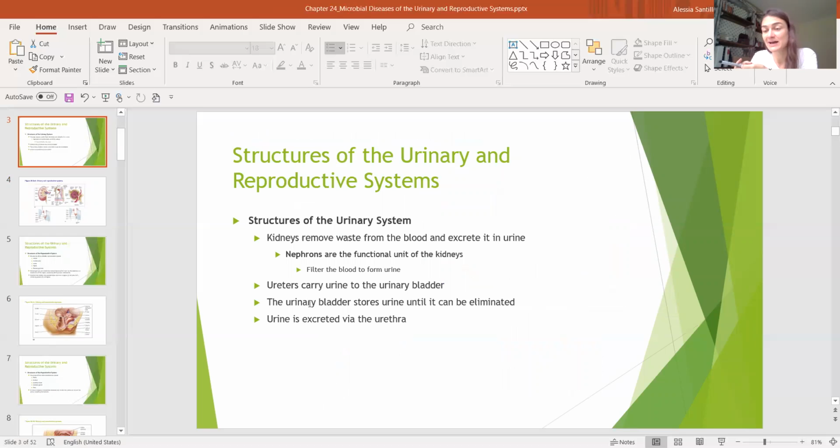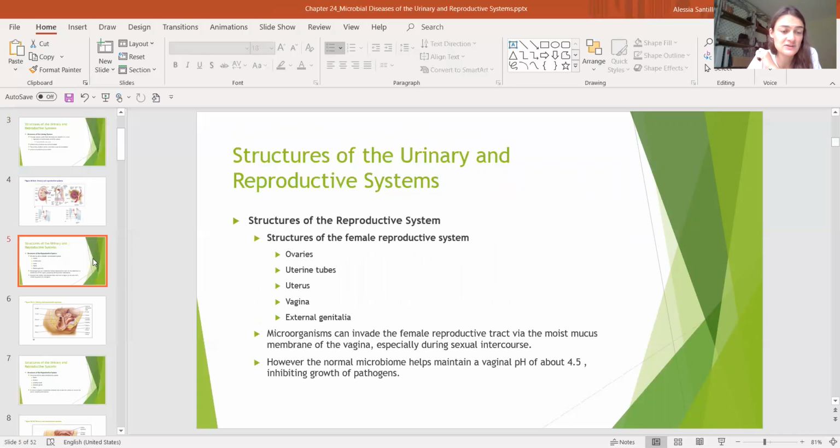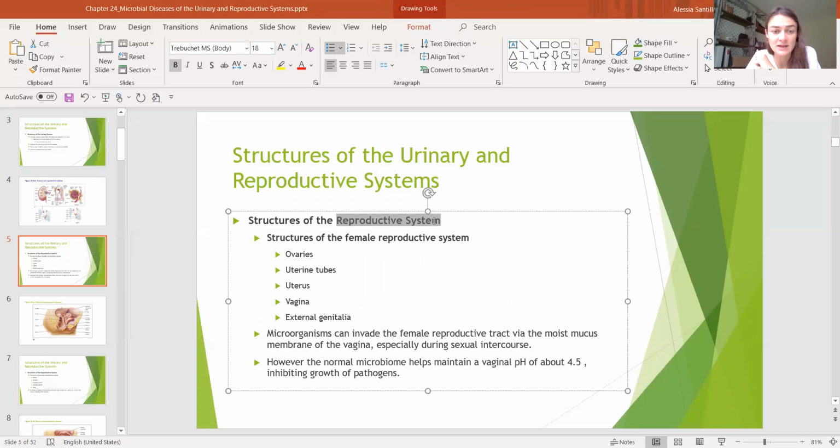Oh yeah, and of course the urinary bladder stores the urine until it can be eliminated, right? Thankfully, it has long, wonderful, stretchy cells, so that's good, because it would be bad if they weren't stretching. Okay, so the urine is excreted via the urethra. Perfect. So let's move on to the reproductive system and ovaries.